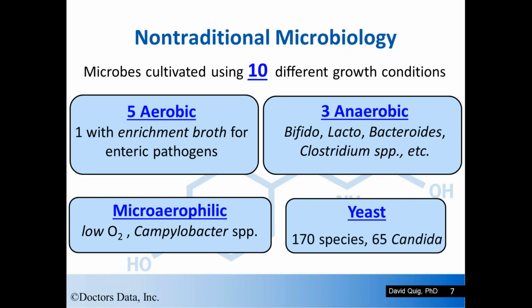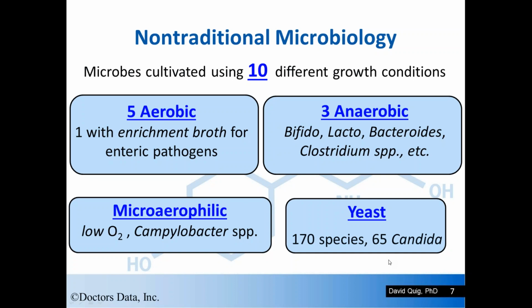So, at Doctor's Data, we perform non-traditional microbiology. Most traditional microbiology is conducted using just 3 different growth conditions. But we use a total of 10 growth conditions: 5 aerobic, 3 anaerobic for those microbes that are very, very sensitive, obligate anaerobes, sensitive to oxygen, and then 1 condition for microaerophilic, those that can tolerate low levels of oxygen, as well as a yeast-specific culture condition.